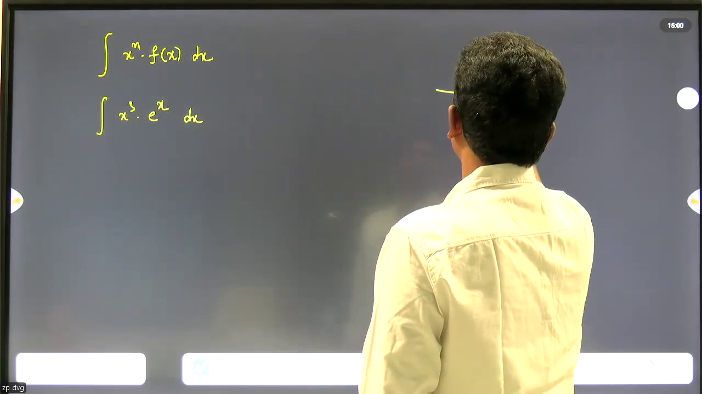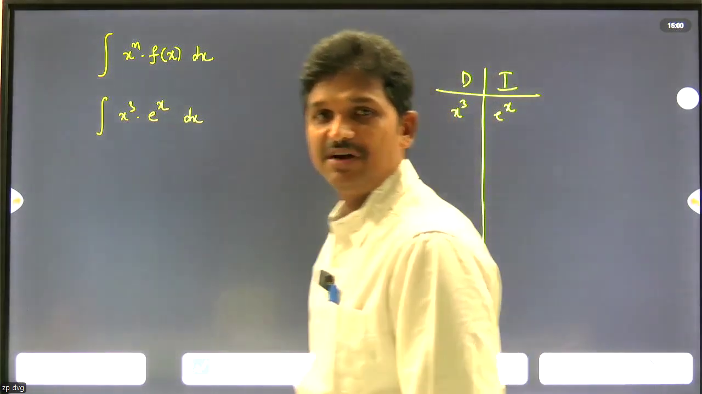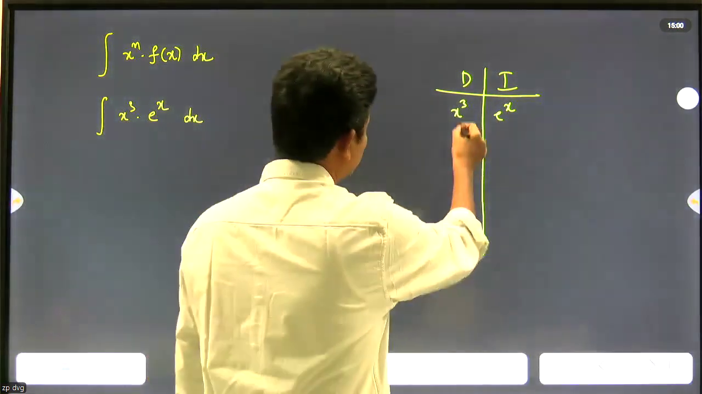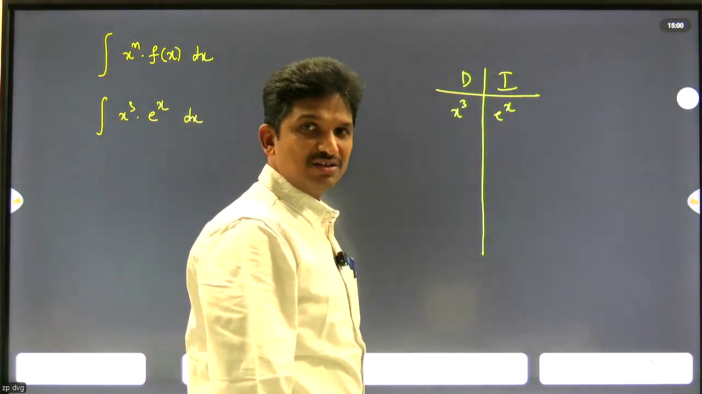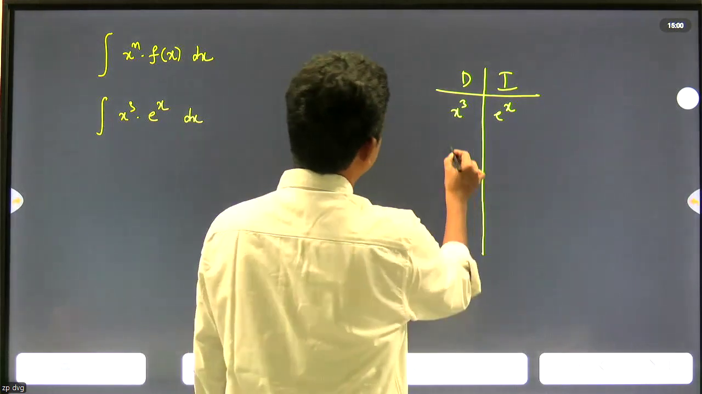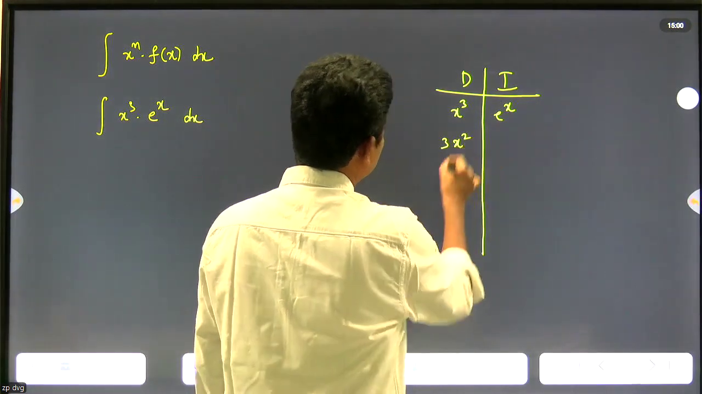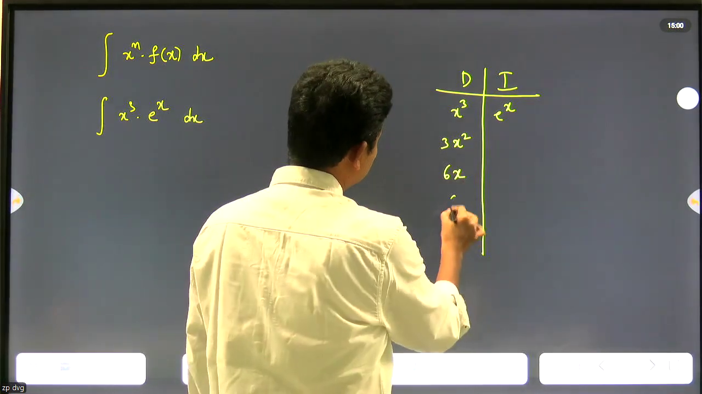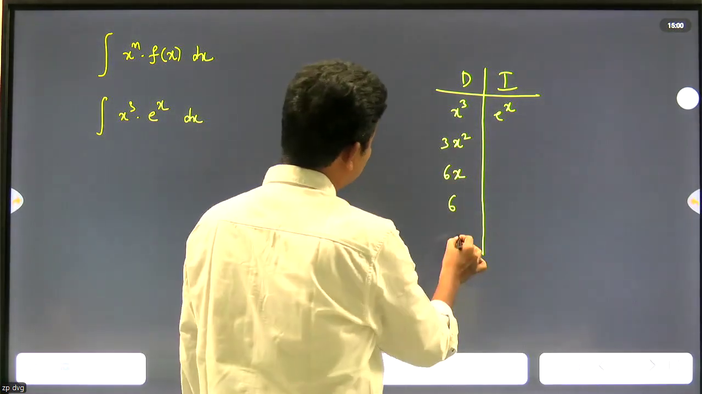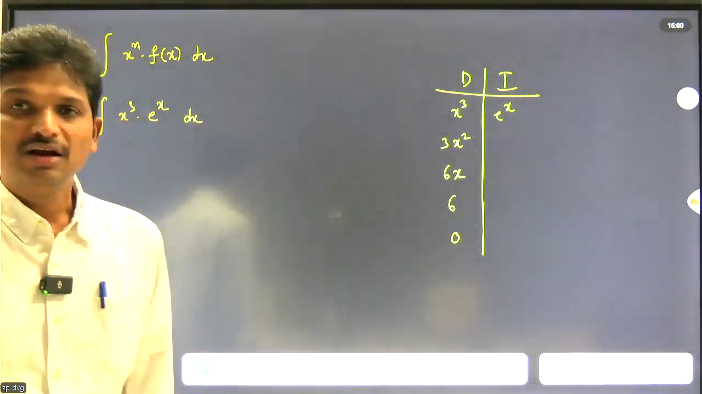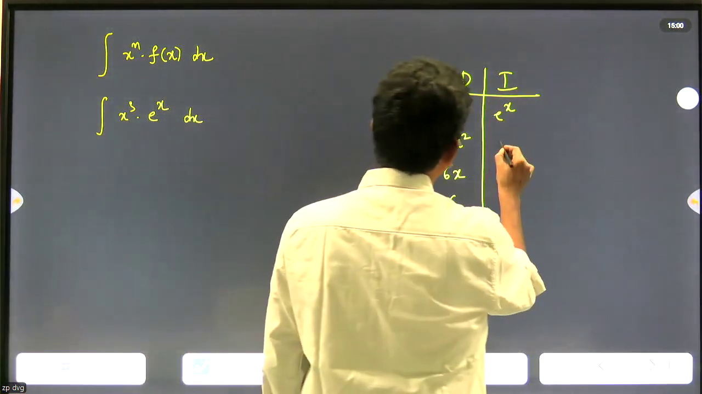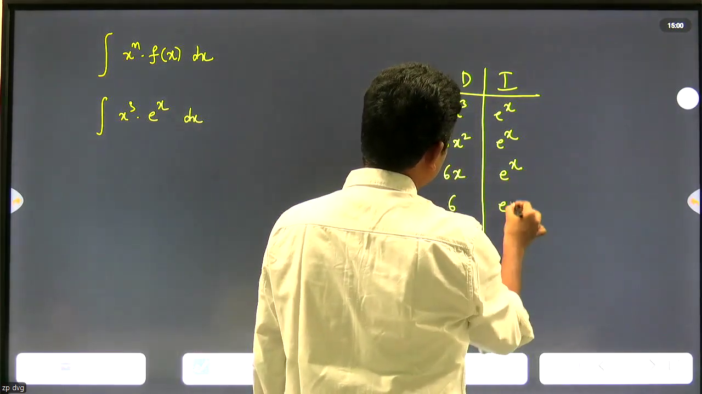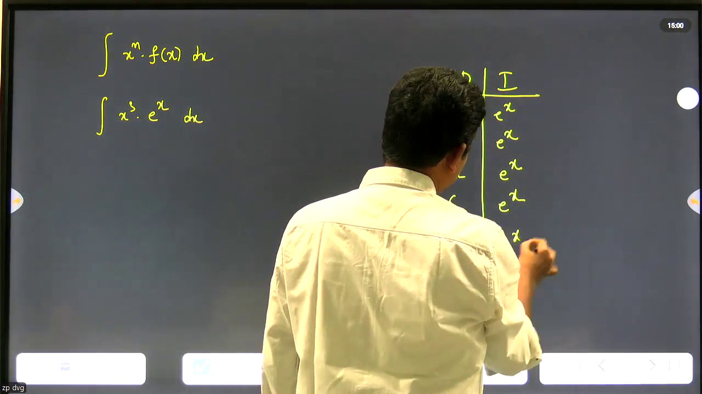You create a table like this. D means derivative, I means integration. Now you differentiate this part until you get 0. This is the shortcut way of doing this problem. Derivative of x cube is what? 3x square. Derivative of 3x square is what? 6x. Derivative of 6x is what? 6. Derivative of 6 is what? 0. Okay. Now integrate this part. Integral of e power x is e power x. Again, integral of e power x is e power x only. e power x, e power x.